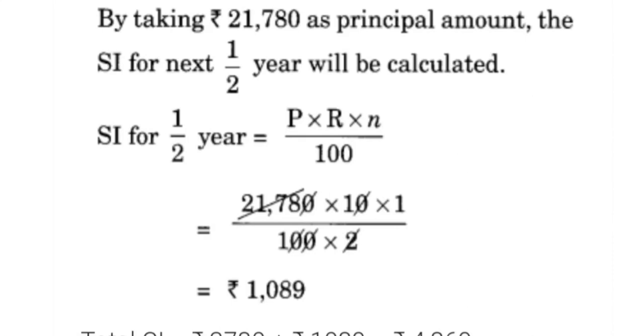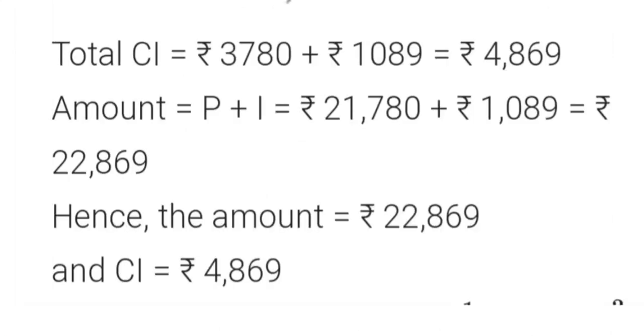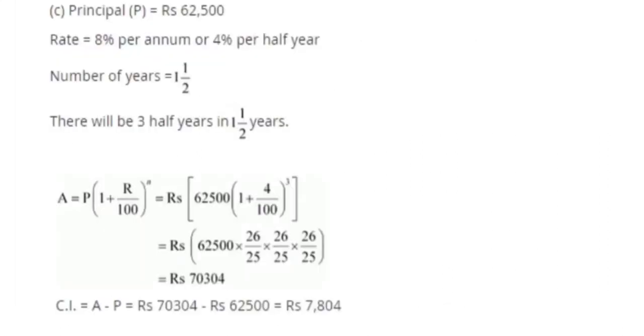So the total CI is 3,780 plus 1,089. So total is 4,869. And total amount is principal plus interest. So principal is what? 21,780 and plus this amount is 1,089. So total amount is 22,869. This is the answer. Now let's see number C.